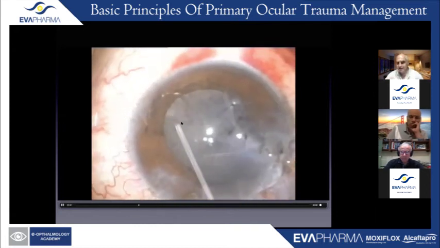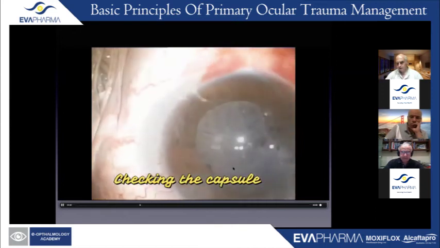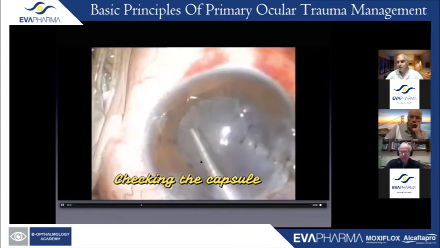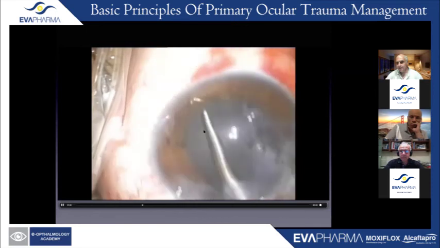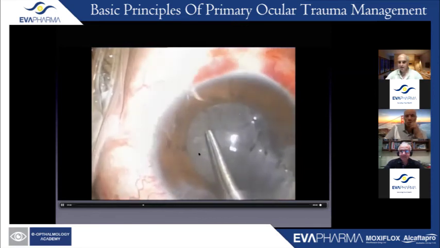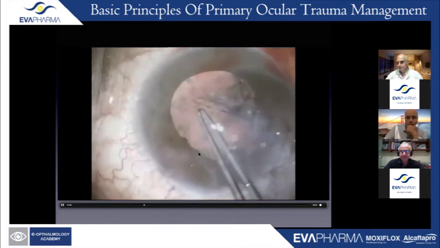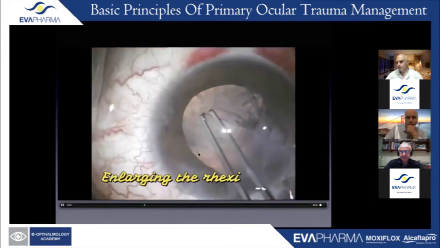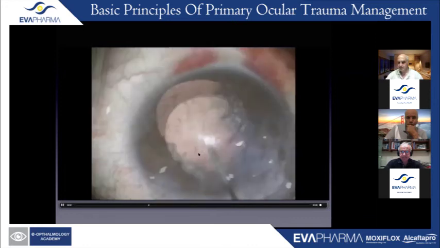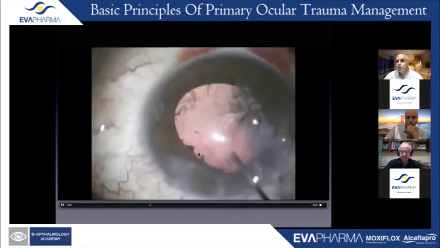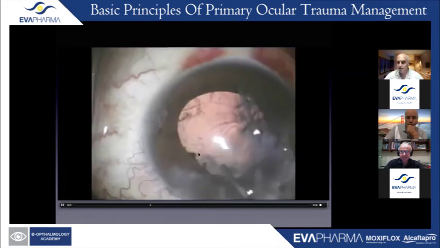You can see here the anterior capsule. The capsule is intact, so again, I will do a snip in the anterior capsule. And then we'll continue into a more circular part. And this is washing the posterior capsule, remove any epithelial cells.